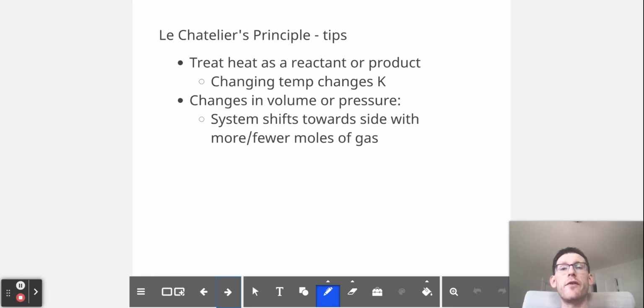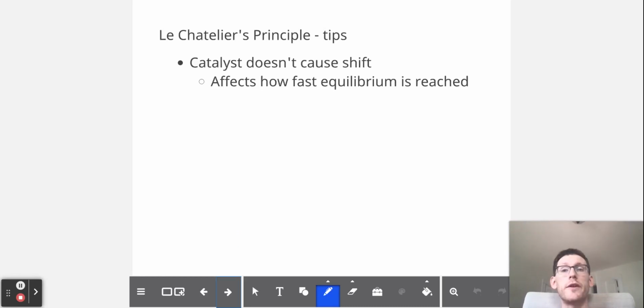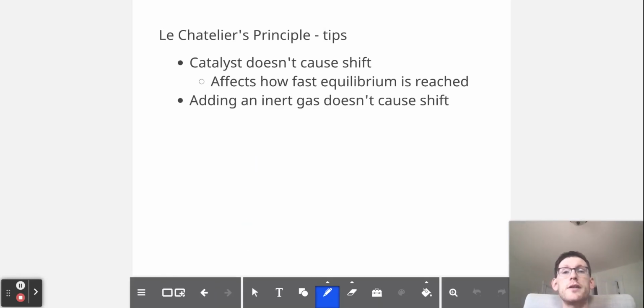For any changes in volume and pressure, the system will shift towards the side with more or fewer moles of gas. Lowering volume causes an increase in pressure, in which case the system will respond to decrease the pressure, meaning that it will shift towards the side with fewer moles of gas. A principle that often is confused is that catalysts don't actually shift your equilibrium position, they only affect how fast the equilibrium is reached. Additionally, adding an inert gas does not actually affect the equilibrium since it doesn't participate in the reaction.